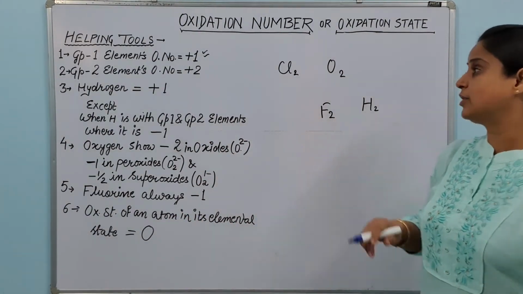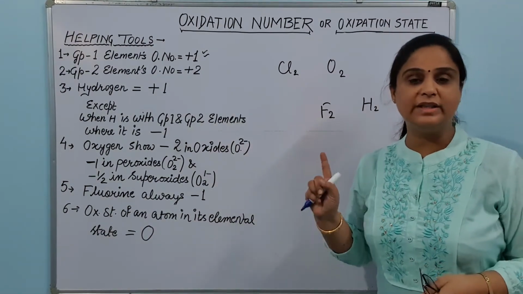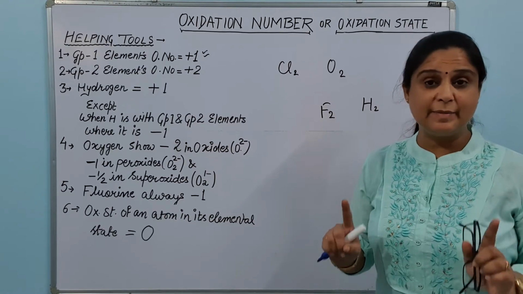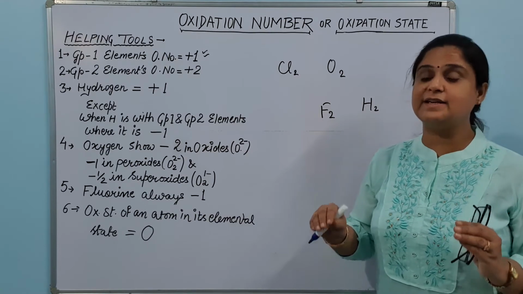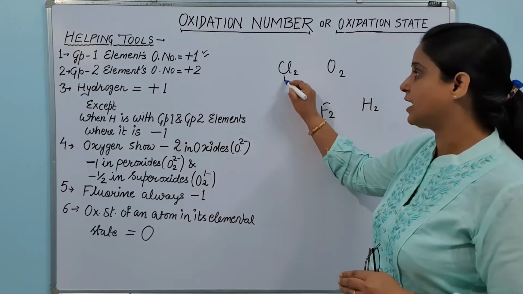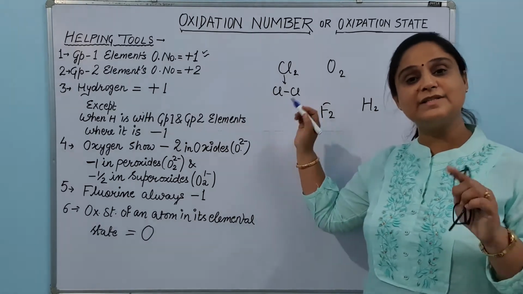Okay, I have a molecule of fluorine, a molecule of oxygen, fluorine, hydrogen, and all these are in their elemental state. Elemental state means the state in which these elements are found. That is, they are existing as a molecule, but they are combined. Actually, they have formed the bond, but the bond is formed between the same kind of atom.